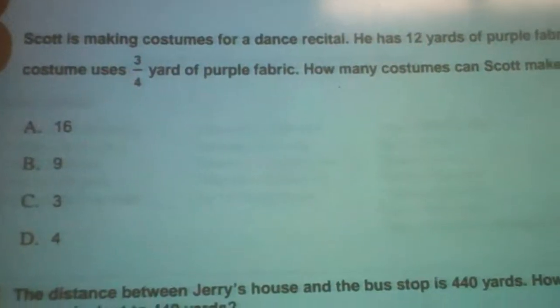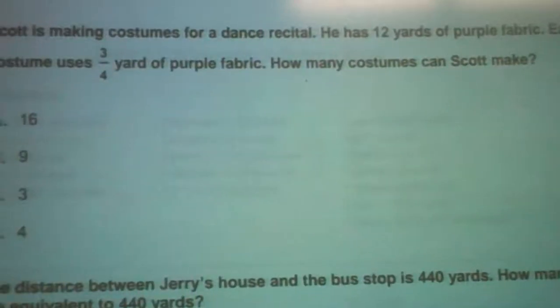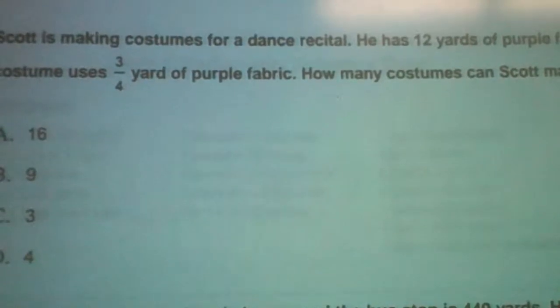Scott is making costumes for a dance recital. He has 12 yards of purple fabric. Each costume uses 3/4 yards of purple fabric. How many costumes can Scott make?